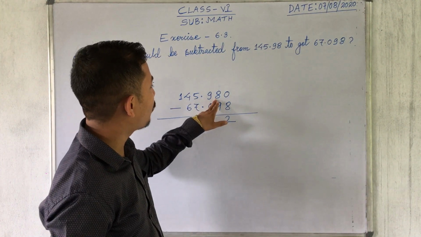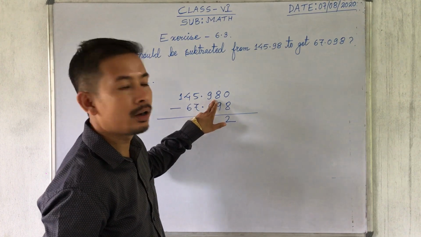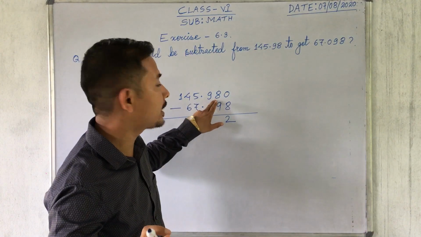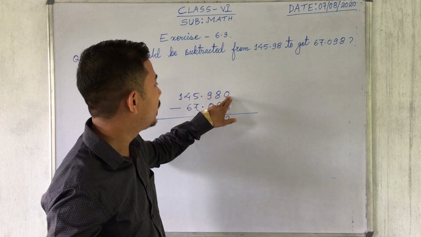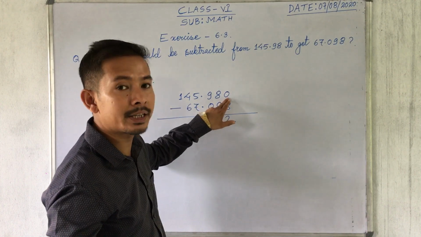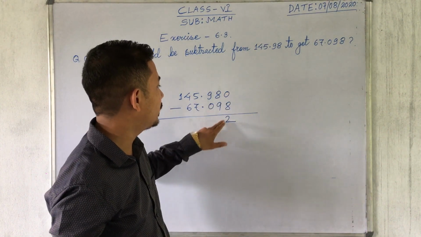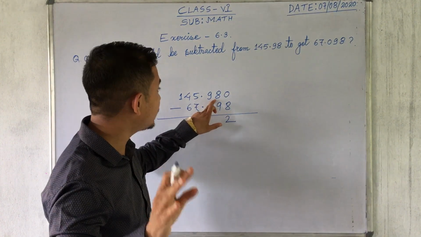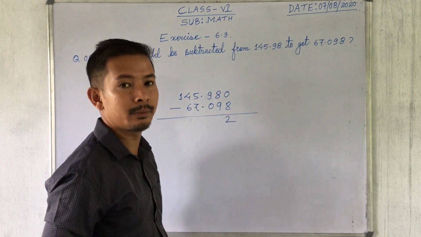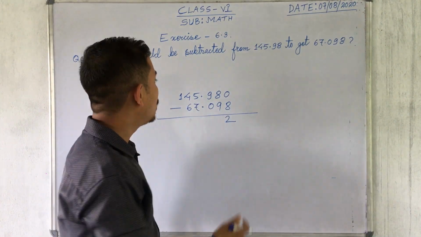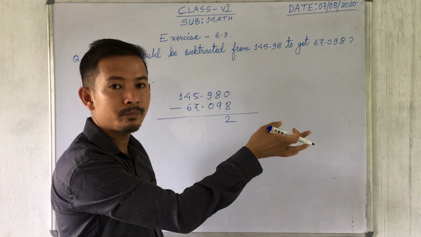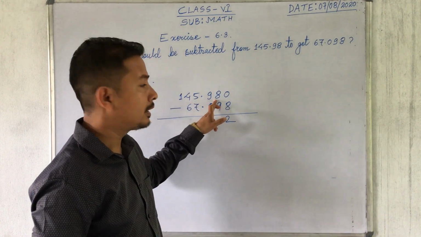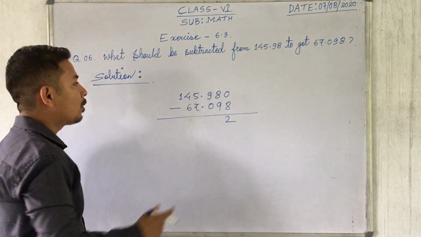We have already borrowed 1 from 8, so what is left here is 7. Now look, is it possible to subtract 9 from 7? It is not possible, because 9 is greater than 7. So in this case also we have to borrow 1 from 9. After borrowing 1 from 9, there will be 70. Now if we subtract 9 from 70, what will it be?